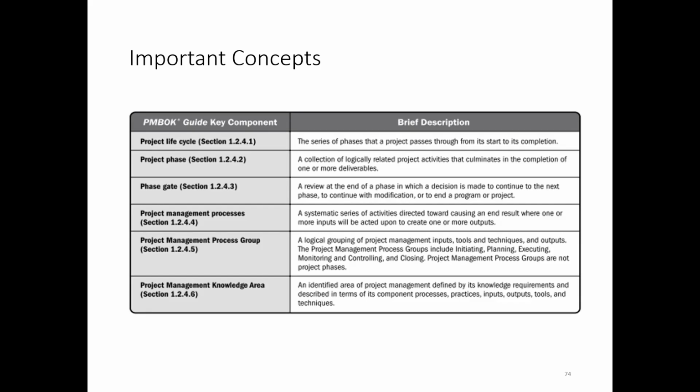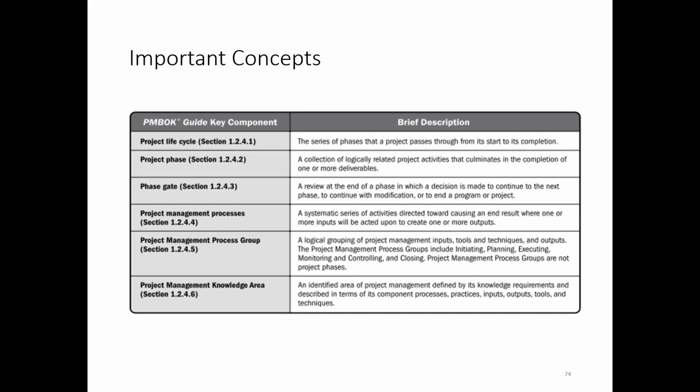And then we have project management processes, a systematic series of activities directed towards causing an end result, where one or more inputs will be acted upon to create one or more outputs. Then we have the project management process group, a logical grouping of project management inputs, tools and techniques, and outputs. The process groups include initiation, planning, execution, monitoring and controlling, and closing. Project management process groups are not project phases.